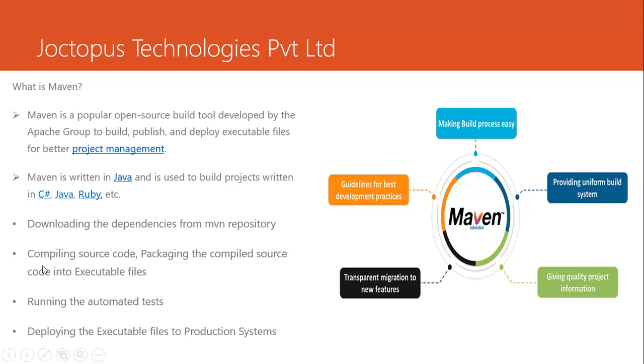And then the second feature: Maven is used for compiling the source code and then packaging the compiled source code into an executable file. Like we just discussed, it can generate the executable file in the form of JAR, WAR, or EAR. And then it is used for running the test cases and deploying the executable files to multiple environments like UAT environment, prod environment, or dev environment.